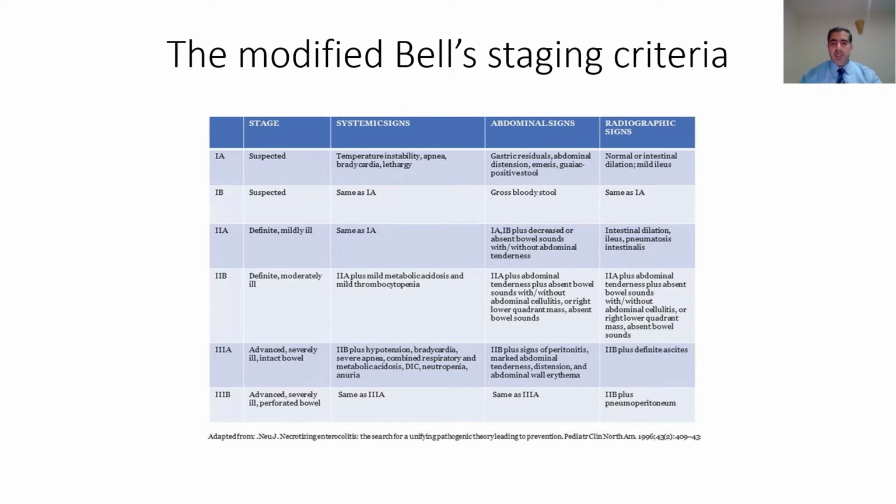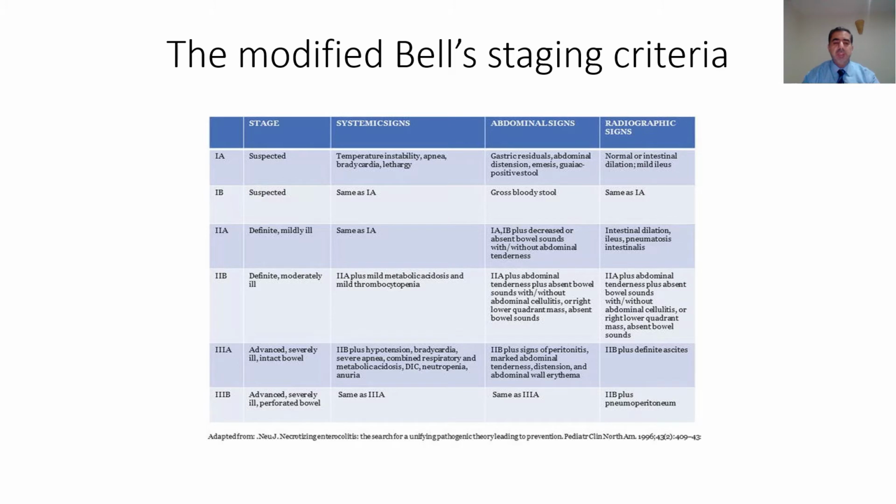Now, clinically and radiologically, as you know, we classify necrotizing enterocolitis into three stages with subdivision to A and B for the three stages. In general, we can say that stage 1 is suspected NEC, stage 2 is definite NEC, and stage 3 is advanced or complicated NEC.